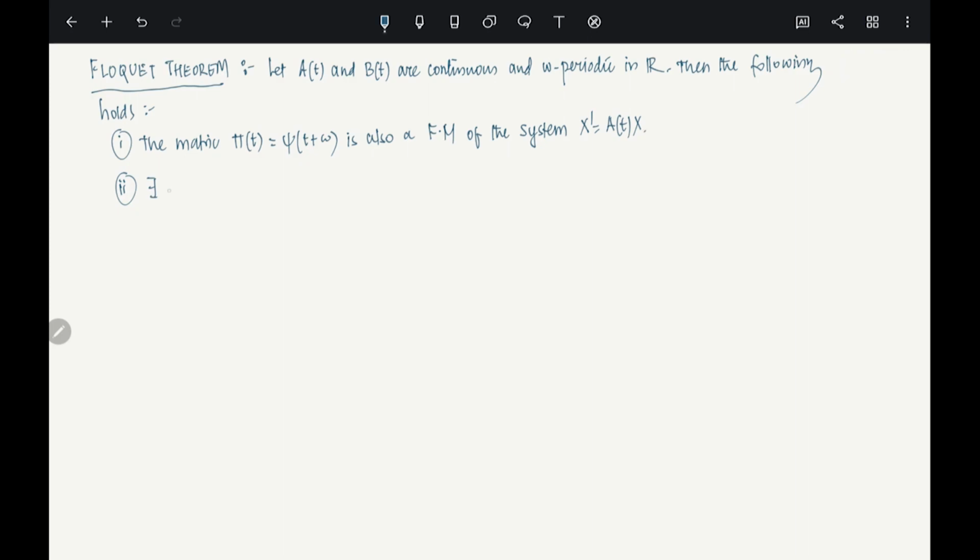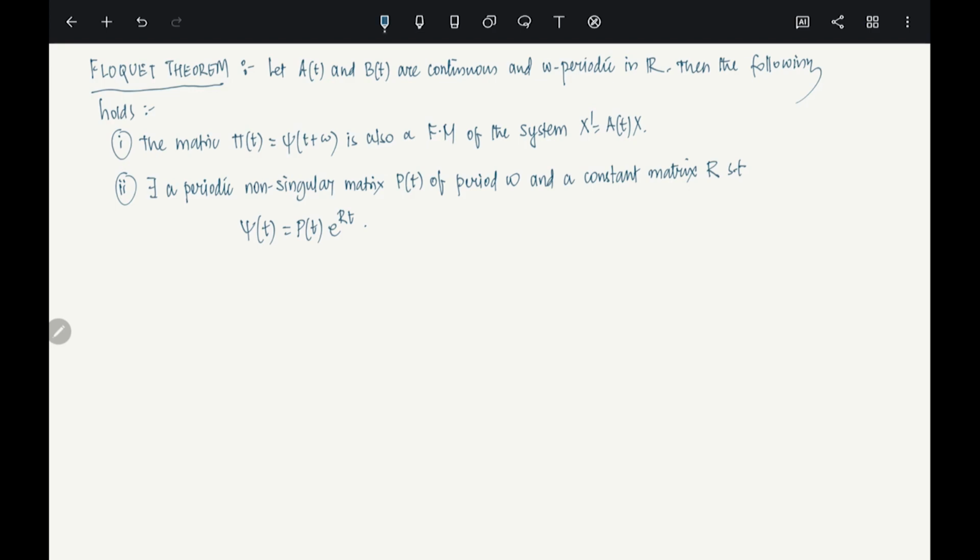Also, you will have a periodic non-singular matrix P of t, of period w, and a constant matrix R, such that the fundamental matrix phi of t can be written as P of t times e power Rt. Is this okay? So what we are saying is that you can actually break down the fundamental matrix.